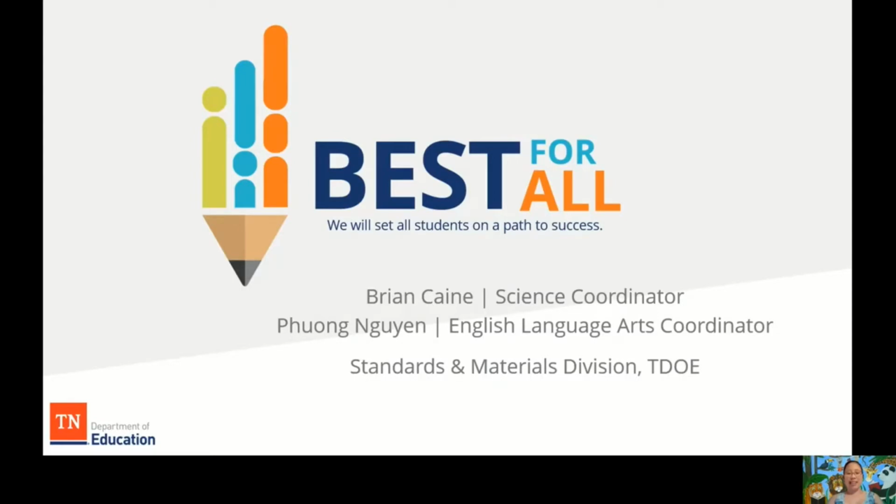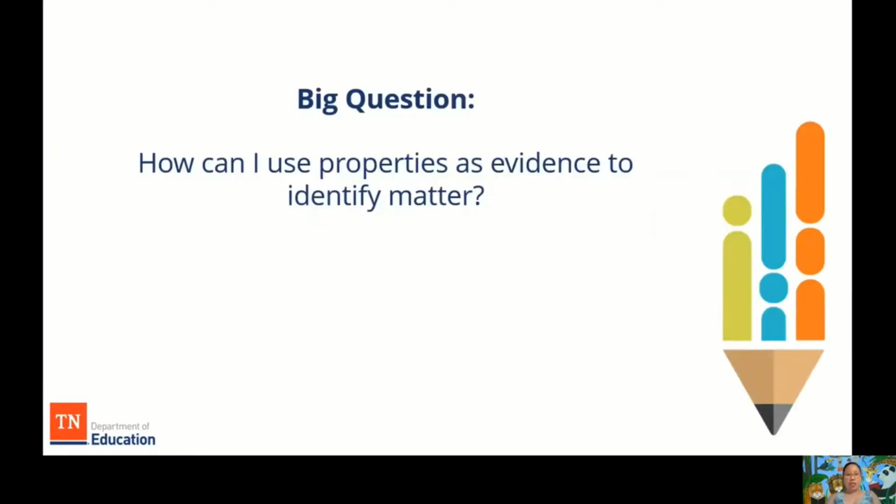Thanks, Brian. Hi, this is Ms. Swin, and I will be doing the second part of our lesson today. Our focus question, our big question is, how can I use properties as evidence to identify matter? Last time we talked about matter having different properties, such as color, hardness, magnetism, and electrical conductivity. Okay. So today we're going to think about how we can use those properties to identify different matter.